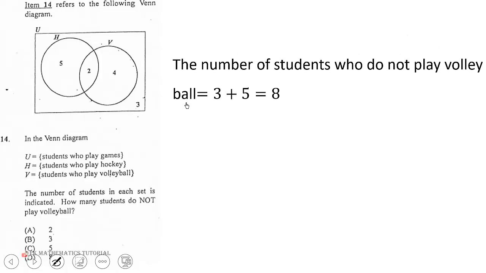So the students who do not play volleyball are 3 plus 5, which is equal to 8. Therefore, the correct answer is option D. These students do not play any of the games (3), and each play only hockey (5). So those who do not play volleyball are 8.